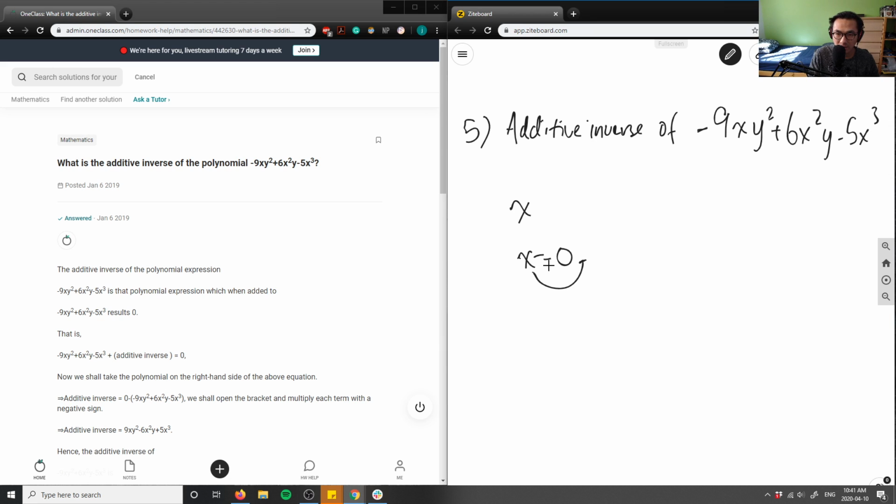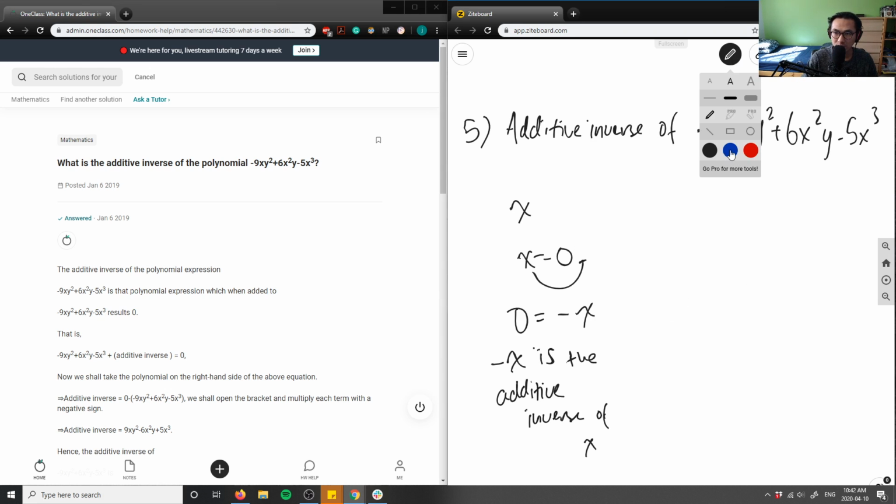So I would get 0 equals, and then I had plus x on one side, I would have minus x on the other side, right? So negative x here is our answer. So negative x is the additive inverse of x, which makes sense, right? Because x plus minus x equals 0. X minus x equals 0. So with that logic, I can actually solve this problem here. So I would just set this problem to 0.